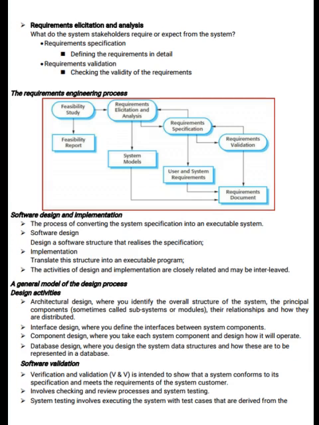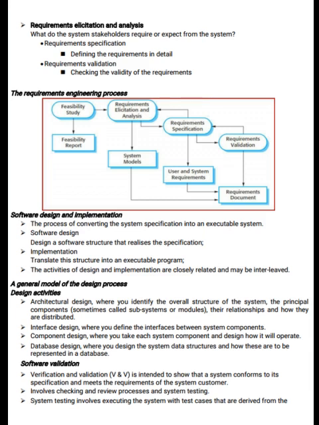Requirement elicitation and analysis: what do the system stakeholders require or expect from the system? Requirements specification, defining the requirements in detail. Requirements validation, checking the validity of the requirements. The requirements engineering process, see the figure. Software design and implementation, the process of converting the system specification into an executable system. Software design: design a software structure that realizes the specification. Implementation: translate this structure into an executable program.